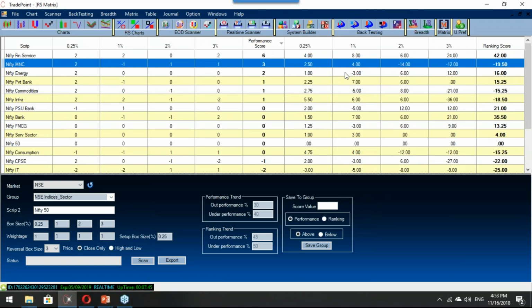So what you will have to focus on going forward is, every day have a look at the ranking score. If the ranking score improves, and if that results in an improvement in the performance score also, then it's a very healthy sign. So MNC will be a sector to focus on going forward. So I think the MNC sector's ranking and performance score is likely to improve a lot after today's price action. Today I think most of the MNC stocks were doing well.